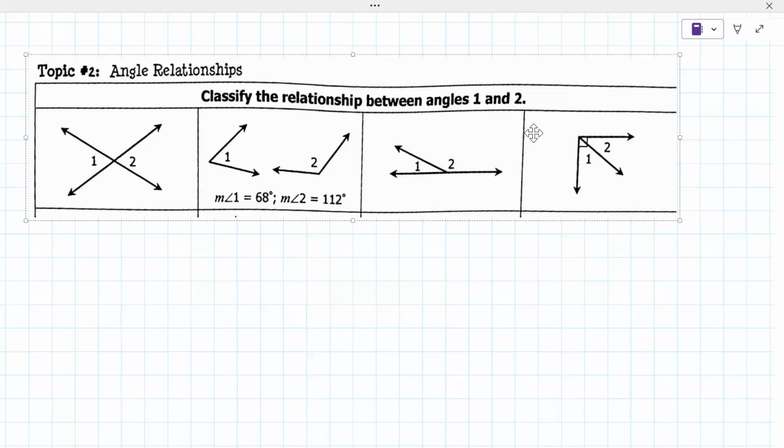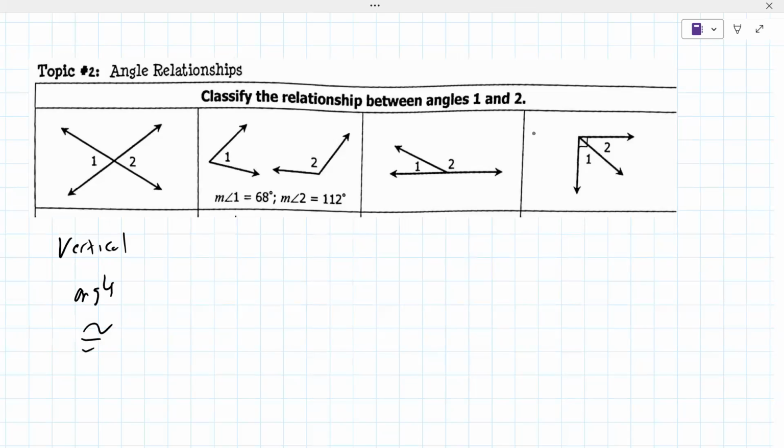The first one is vertical angles. Good. And what do you know about vertical angles? Congruent, equal. Okay. What about the next one? That would be supplementary. What do you know about supplementary angles? They add up to 180. They sure do.